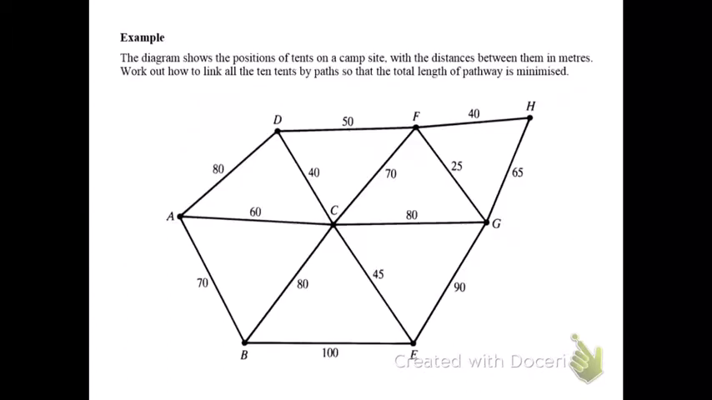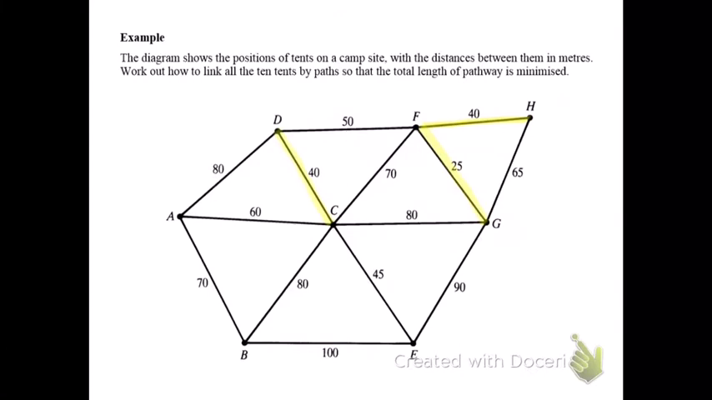What about this one? The diagram shows the positions of tents on a campsite with the distances between them in meters. And we have to link all of the tents by paths so that the total length of pathway is minimized. Okay, can you remember the first step? We look for the smallest number, and that's a 25. The next smallest number is a 40. Now there's more than one 40, so I will highlight both of them, being careful to make sure that I'm not creating any cycles.